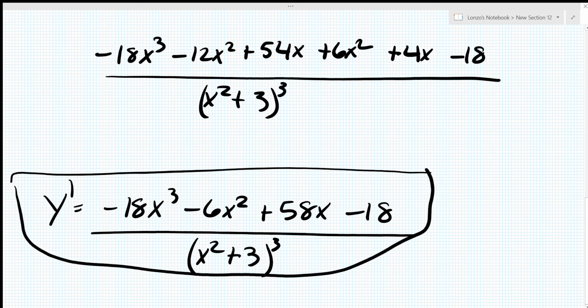So yeah, we are deriving using the chain rule. So this wraps it up for this section.